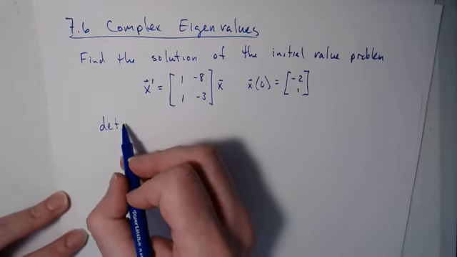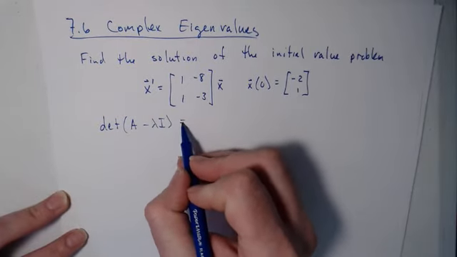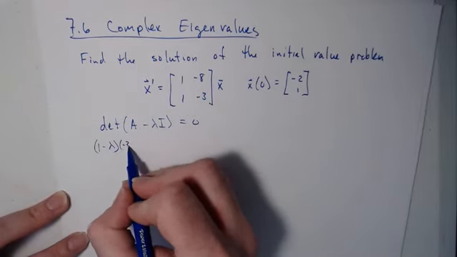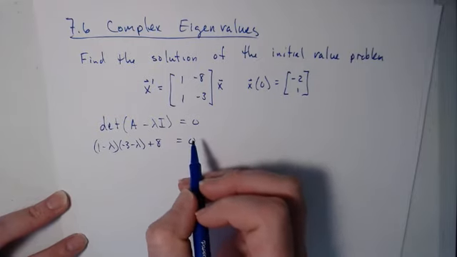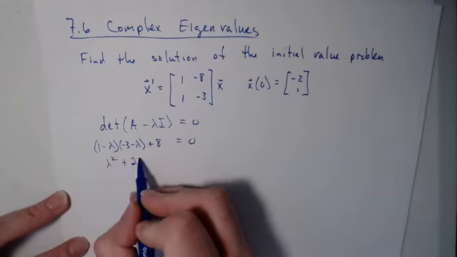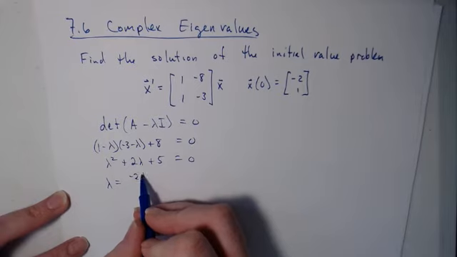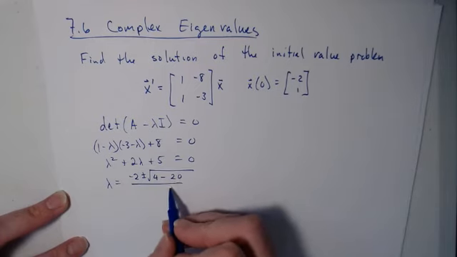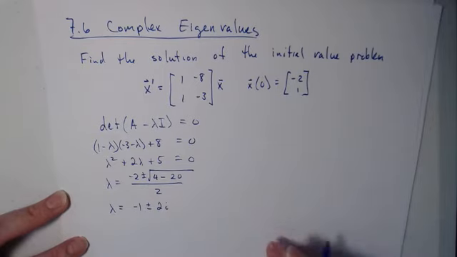So we need to take the determinant of A minus lambda I and set it equal to 0. So that's (1 minus lambda)(negative 3 minus lambda) plus 8 equals 0. A little bit of algebra later, we get lambda squared plus 2 lambda plus 5 equals 0. So lambda equals negative 2 plus or minus the square root of 4 minus 20, over 2. So lambda is going to be equal to negative 1 plus or minus 2i.